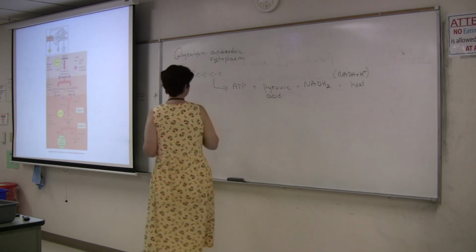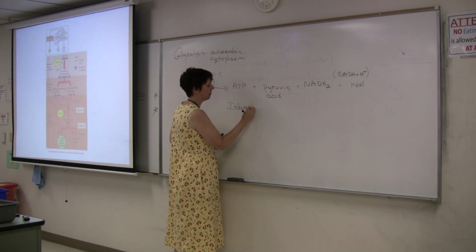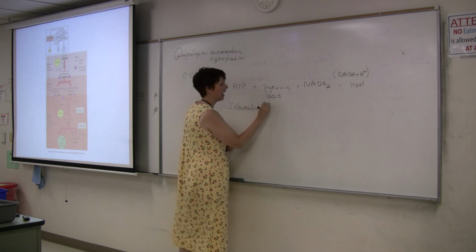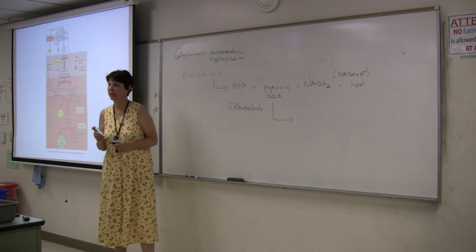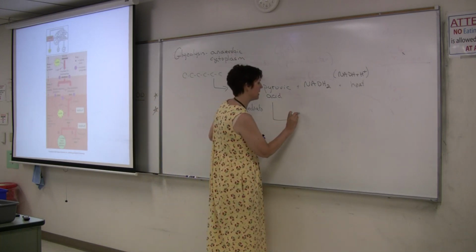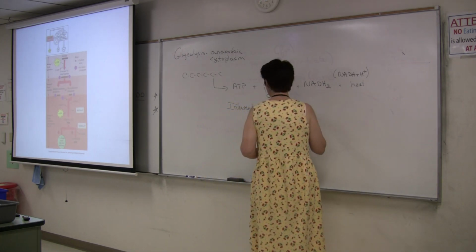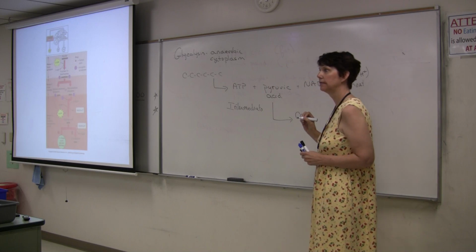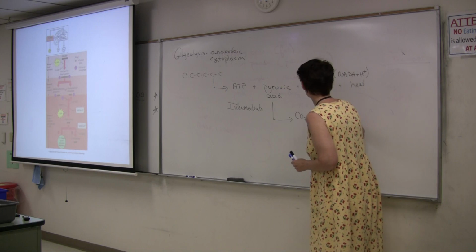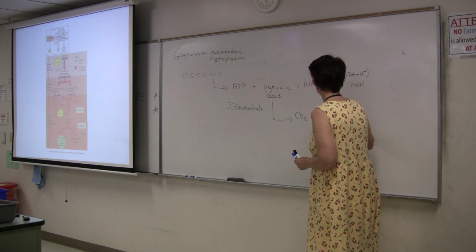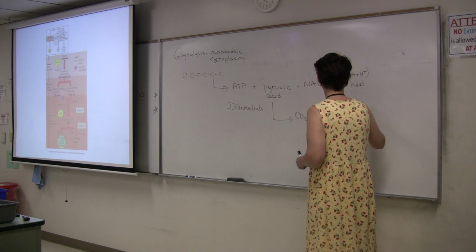Then we took pyruvic acid. So this was glycolysis, and we did the intermediate step of the mitochondria. This was the first time we actually released carbon dioxide. So the products of our intermediate step were carbon dioxide. Any ATP? No. And our coenzyme transporting the hydrogen. And of course, heat.